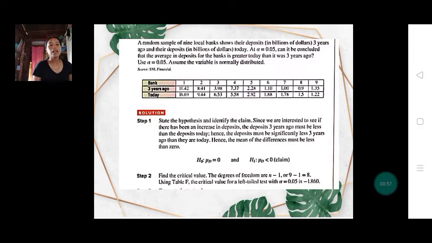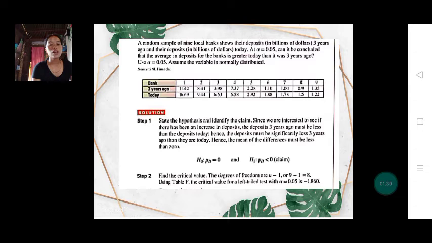So now, to conclude whether it is true that the average in deposits of the banks is greater today than it was 3 years ago. You can see in the box there are 9 banks and their deposits 3 years ago and today.